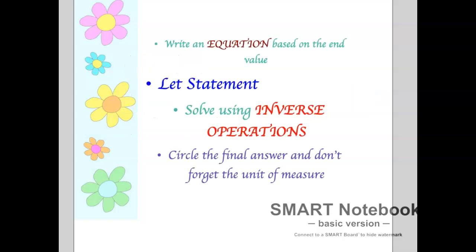But before we move forward, I want you to remember what is required for you to do this. You're going to write an equation based on the end value or the value that is in the problem. You're going to write a let statement. You're going to use inverse operation to solve the problem. And I want you to circle your final answer and don't forget the units of measure in the problem.